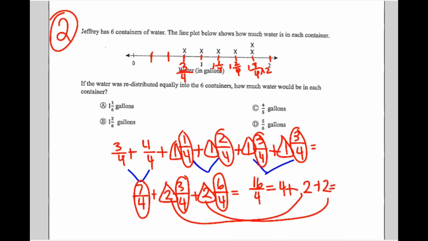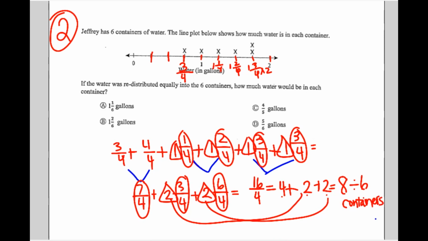And what does that give us total? 4 plus 2 plus 2 is 8. And then remember, we're doing 8 divided by the 6 containers. This looks crazy. Let me write it normally. 6 containers.